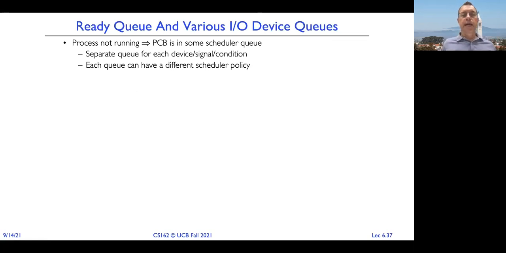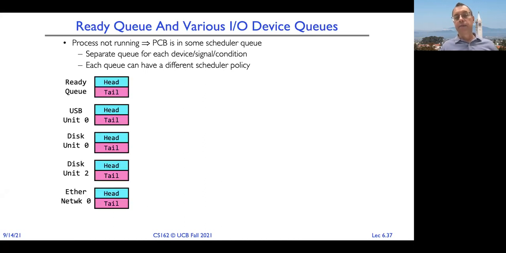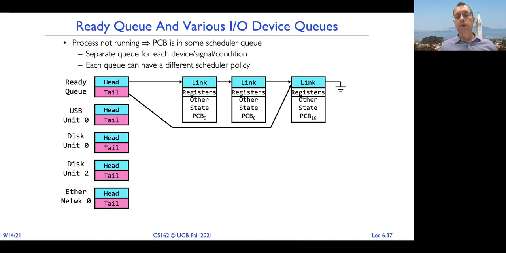If the process is not running, the PCB, which represents the process in the kernel, is in some scheduler queue, maybe waiting for an IO operation to complete, or waiting for an interrupt, or things like that. And each queue can have different scheduling policies about how you are going to serve the next PCB from that queue. This is a ready queue. Here each node represents one process. You see here the PCB.